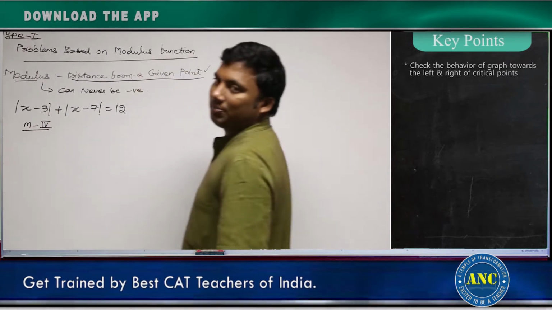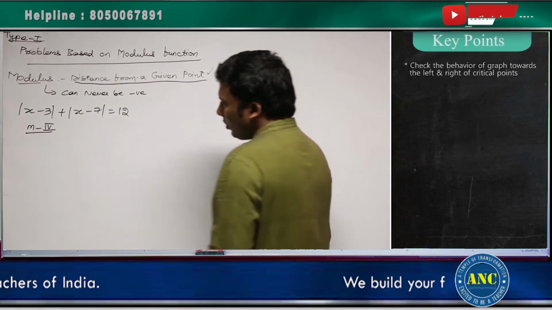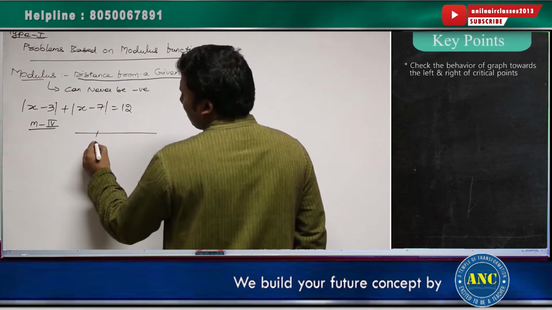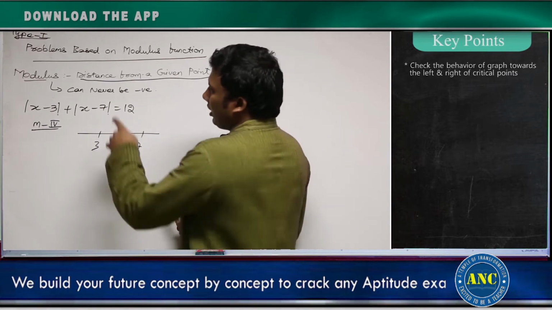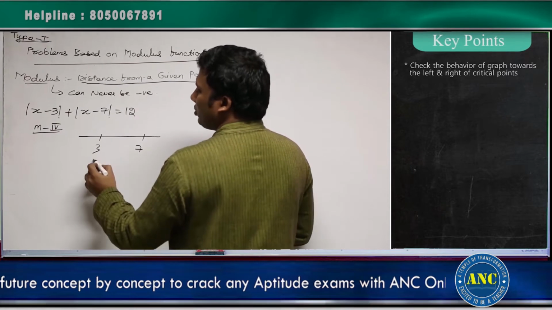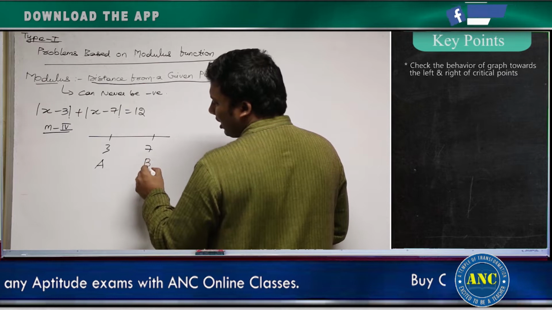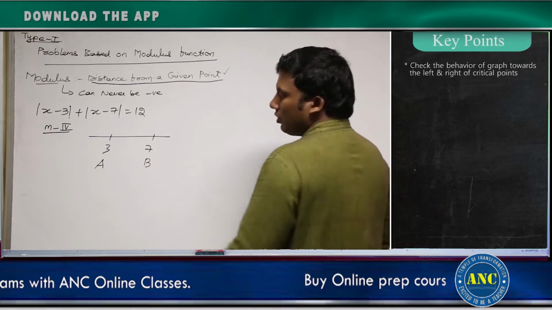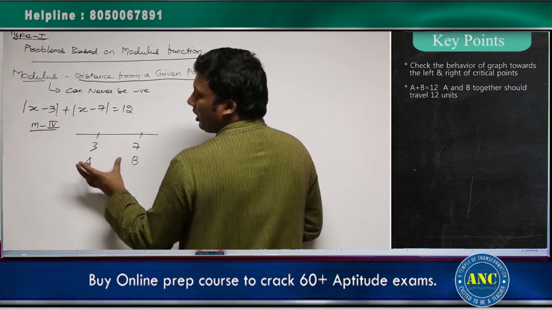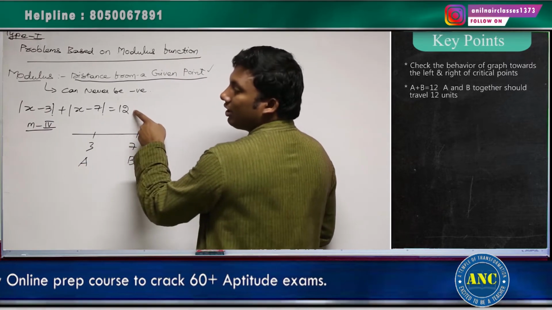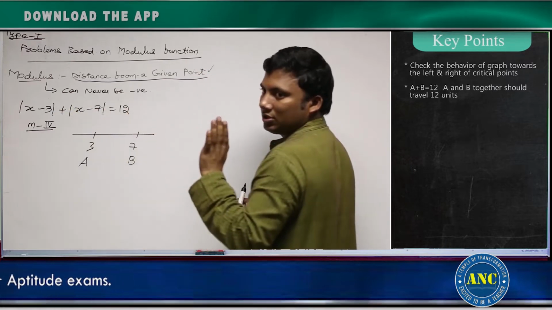Mod x minus 3 plus mod x minus 7 equivalent to 12. Listen carefully. Critical points for this question are 3 and 7. Assume that it is a distance from a given point. Assume that a person is standing at point 3. Another person is standing at point 7. Combinedly, A plus B, both of them need to travel how many units? 12 units. Both of them need to travel 12 units.